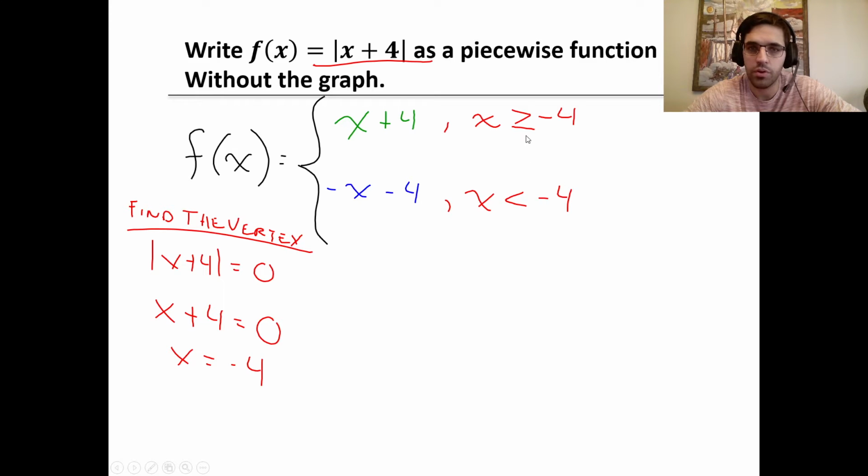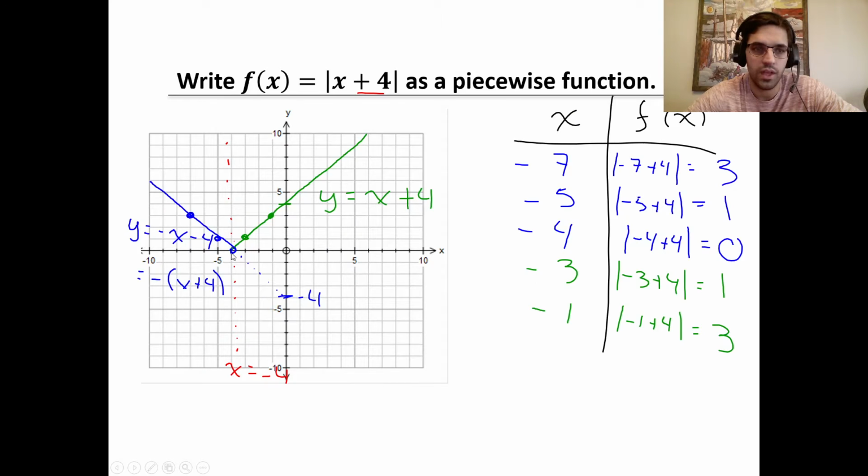You may notice that I put a greater than or equals to sign on the top equation. And that's to show that when I plug in -4 itself, I can put it into the top equation and get 0. And that's our vertex right here.